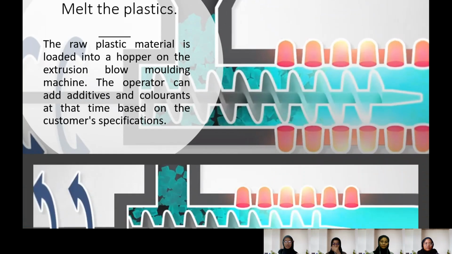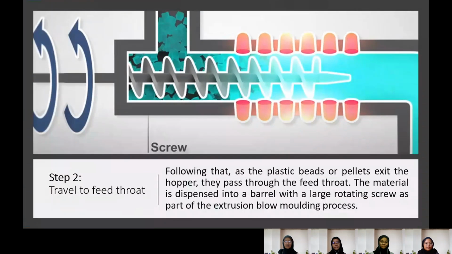The second step is travel to the feed throat. Following that, as the plastic beads or pellets exit the hopper, they pass through the feed throat. The material is dispensed into a barrel with a large rotating screw as part of the extrusion blow molding process.